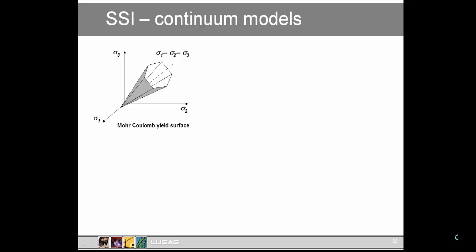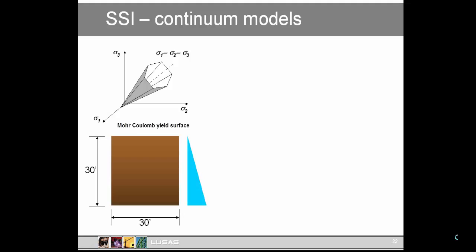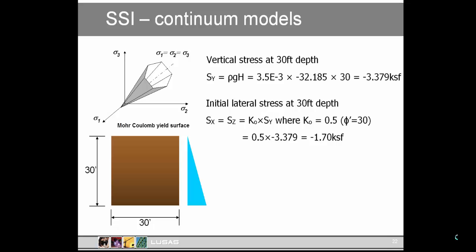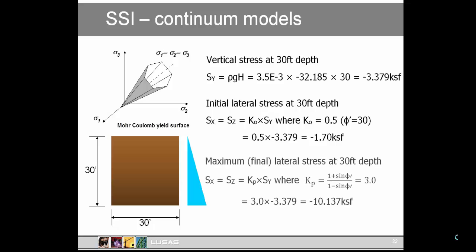So to bring the way this material works in your model back to basics, we can do a test model, a block of soil 30 foot by 30 foot. So we can calculate the pressures by hand. The vertical stress at the bottom of the 30 foot block would be 3.379 kips per square foot. The at-rest pressure at that same level would be 1.7, and the passive pressure would be 10.137 kips per square foot.